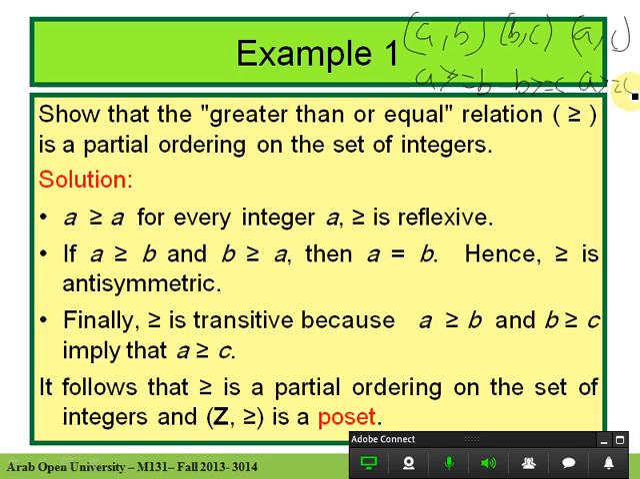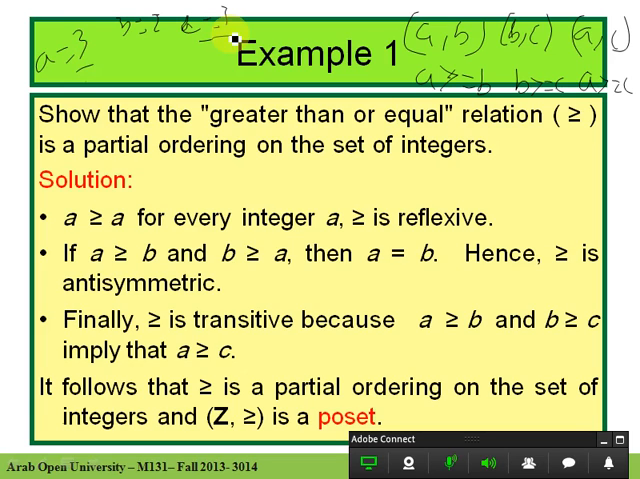You take any number for this. 1, 2, 3. No, you take 3, 2, 1. A is 3, B is 2 and C is 1. Now A greater than or equal to B: 3 is greater than 2, right? And B greater than C: 2 is greater than 1. Then A greater than C: 3 is greater than 1. True, right? So hence it is transitive.